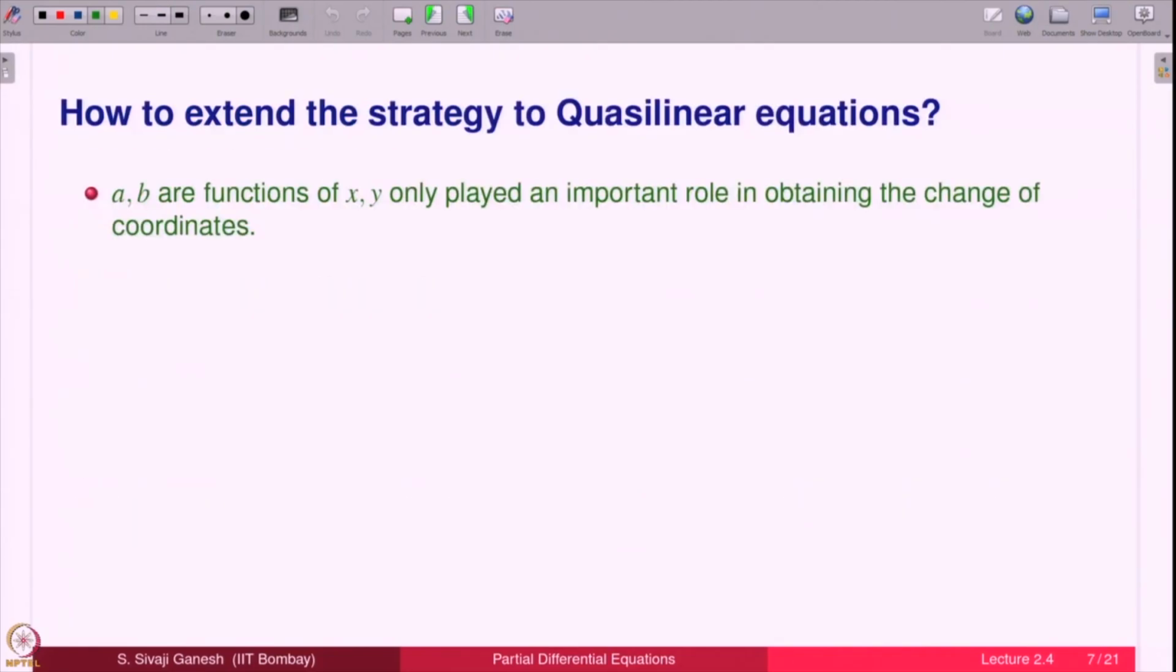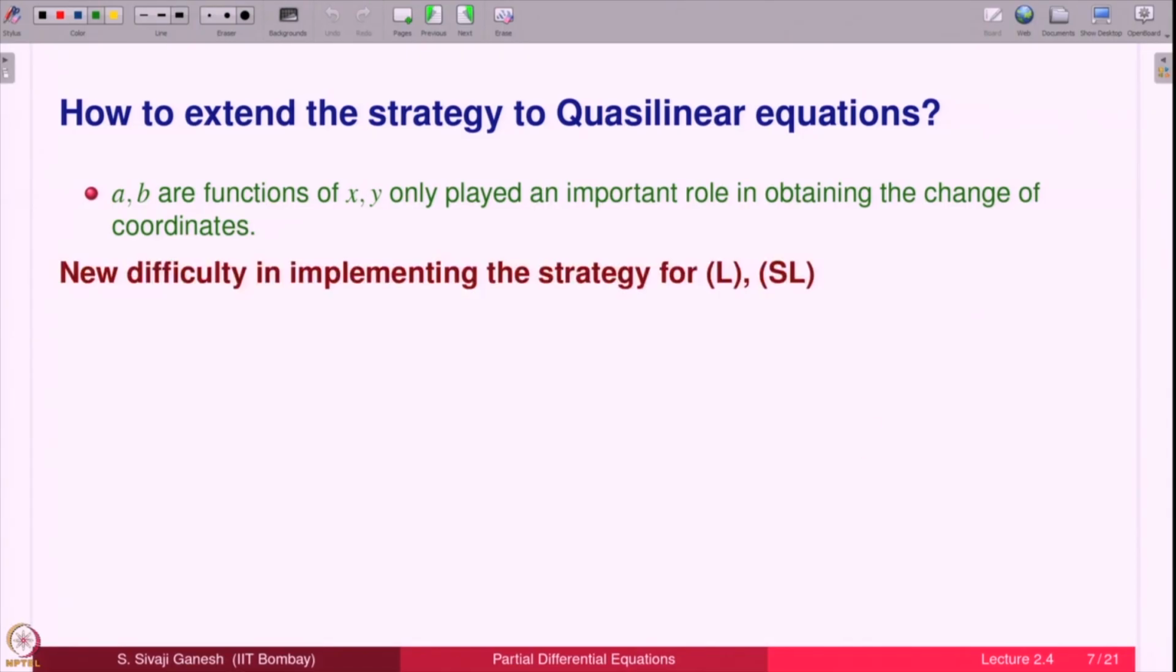Now, how to extend this strategy to quasi-linear equations? A, B are functions of x, y only, they played an important role in obtaining change of coordinates. Therefore, the new difficulty in implementing this strategy is that for quasi-linear equations A, B are also functions of the variable z.